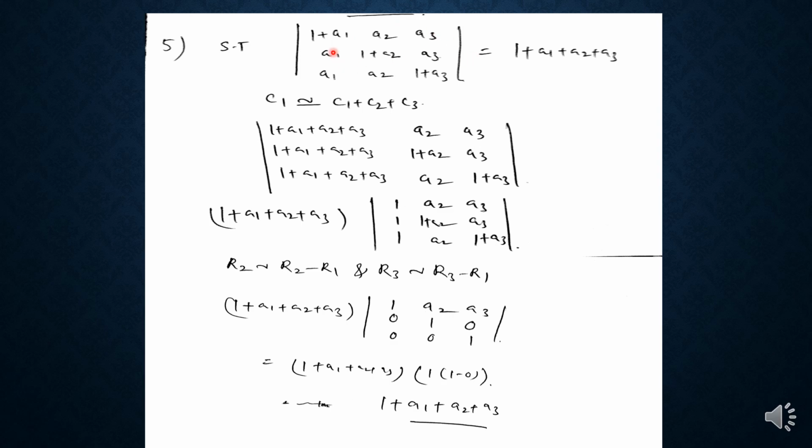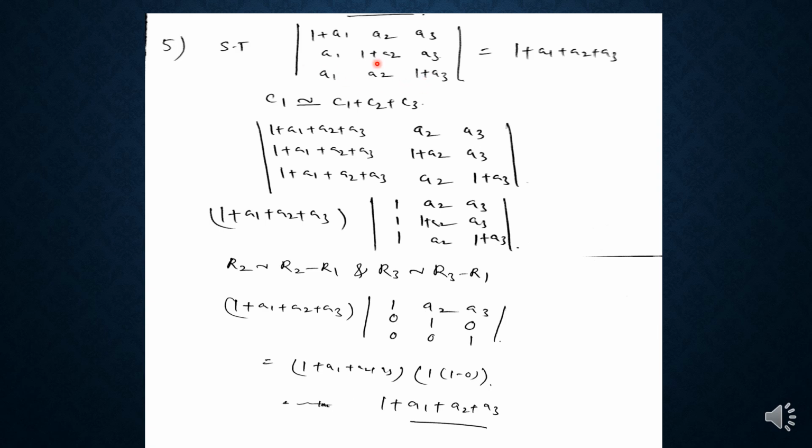Observe that if we add these 3 columns, we will get the same term 1 plus a1 plus a2 plus a3. Here also in the second row, by adding the first column element, second column element, third column element, we will get a1 plus 1 plus a2 plus a3, the same term 1 plus a1 plus a2 plus a3. If we add in the third row, that is a1 plus a2 plus 1 plus a3, that means 1 plus a1 plus a2 plus a3.